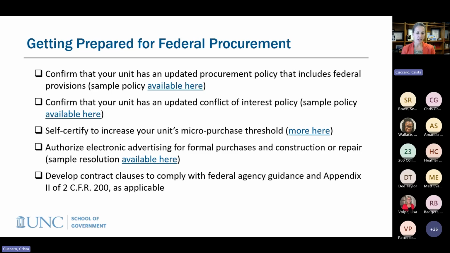And so I think here at the School of Government, we'll probably be working on some of those contract clauses. We did it for FEMA PA in the fall of last year. And so we want to see if there's a way for us to provide that support here. So be on the lookout for that.